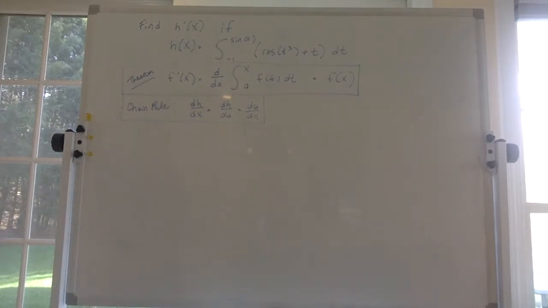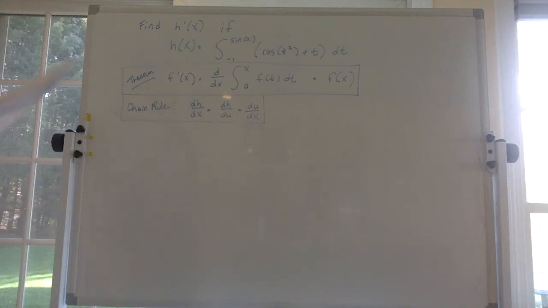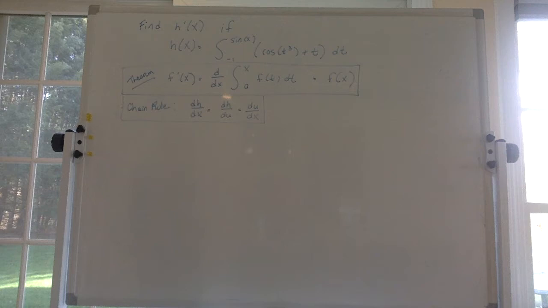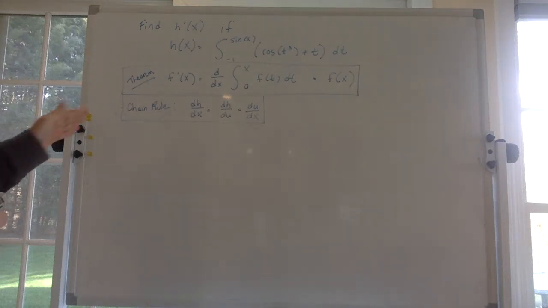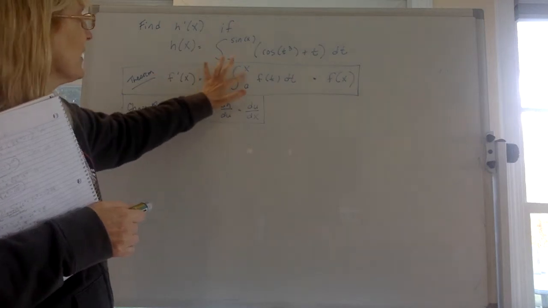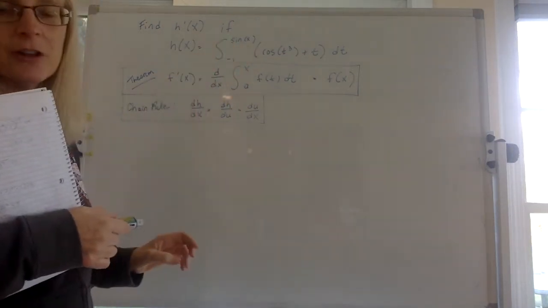Hello, in this problem, they give us an h of x and they want us to find the derivative of h of x by using the fundamental theorem of calculus, which I have listed up here. The problem, though, is that in the fundamental theorem of calculus on the upper limit of integration, we have just a plain x, but we don't have just a plain x up here. We have a sine of x.